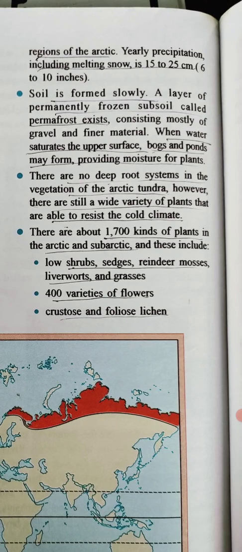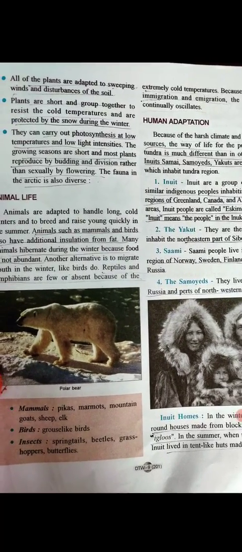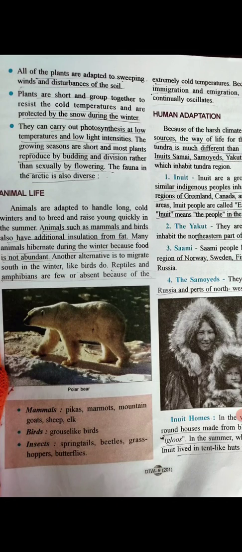About 70 to 100 kinds of plants are in the Arctic subarctic region, which include low shrubs, sedges, reindeer mosses, liverworts, and grasses. Okay, 400 varieties of flowers are there, and crustose and foliose lichen also grow. Okay. Next, all the plants are adapted to sweeping winds and disturbances of the soil. It means all the plants have the capability to adapt themselves according to the high speed winds and the soil disturbances. Plants are short and group together to resist the cold temperature, and are protected by the snow during winter.